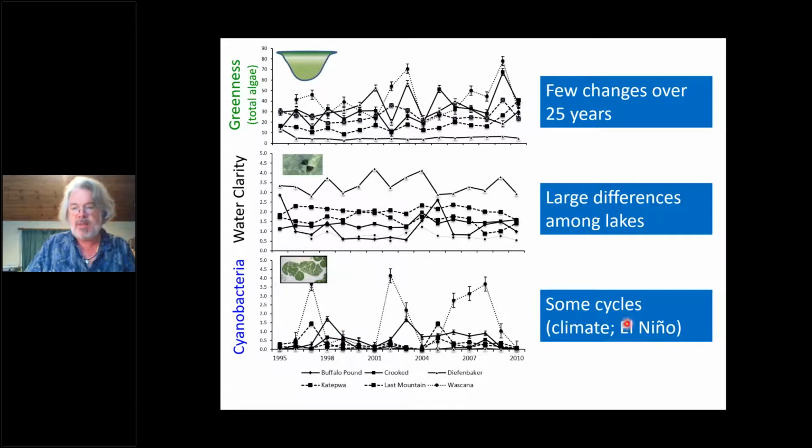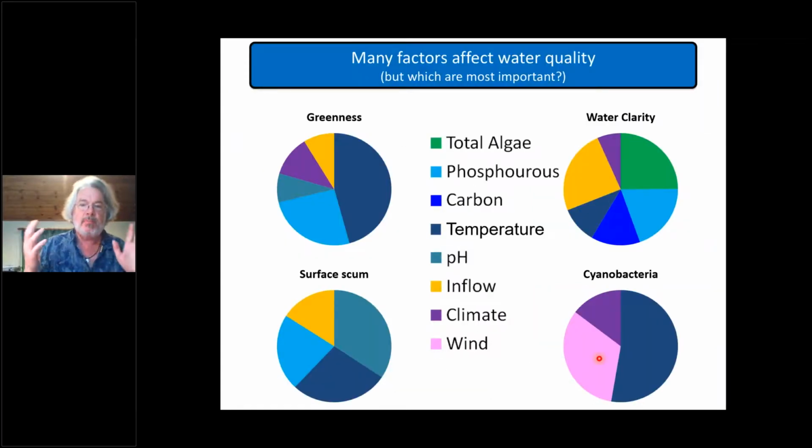And this is important because some of these cycles are related to things like climate systems like ENSO or the El Nino system. Typically, if we've had a year with a lot of runoff, the blooms tend to be quite a bit worse. And so how much snow we get in a winter can be an important feature in driving the nutrients from farms into the lakes. When you want to ask what's the most important thing affecting the greenness of the water, how clear it is, whether there's a surface scum or whether there are cyanobacteria, it turns out the controls are complex, there's many things that have an effect, but they also vary depending on what your question is.